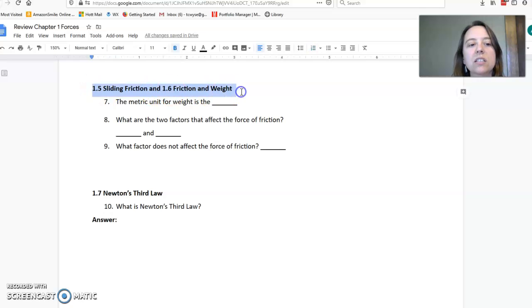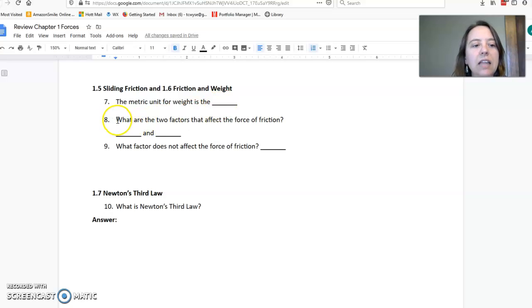1.5 and 1.6, sliding friction and weight. So the metric unit for weight is which one, and I'll give you a hint, it is not pounds or ounces, it's the metric unit. So if you're not quite sure, you'll want to look in your notes for 1.6.